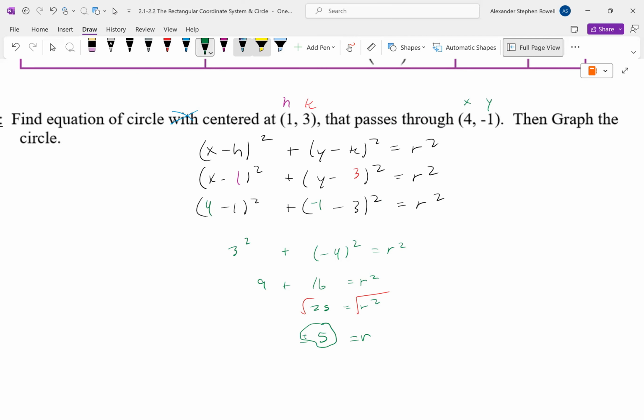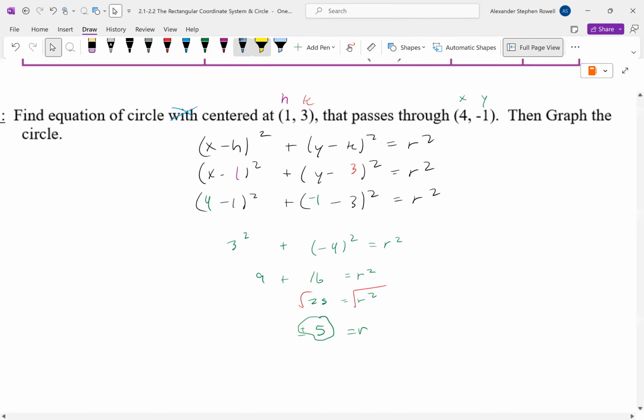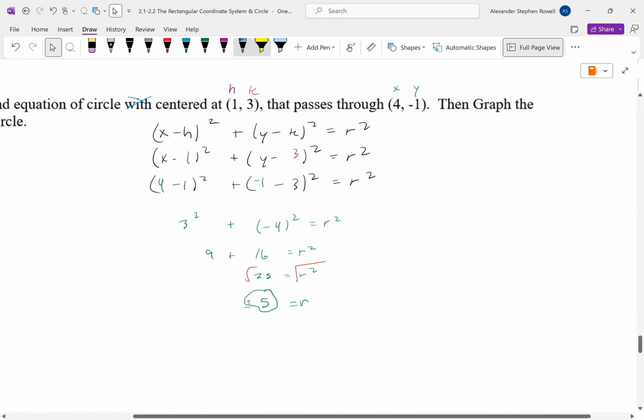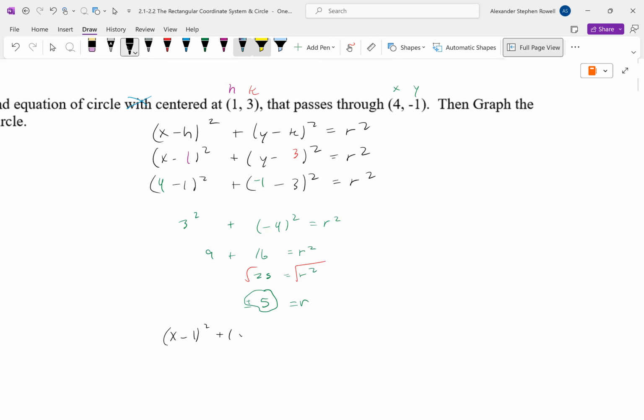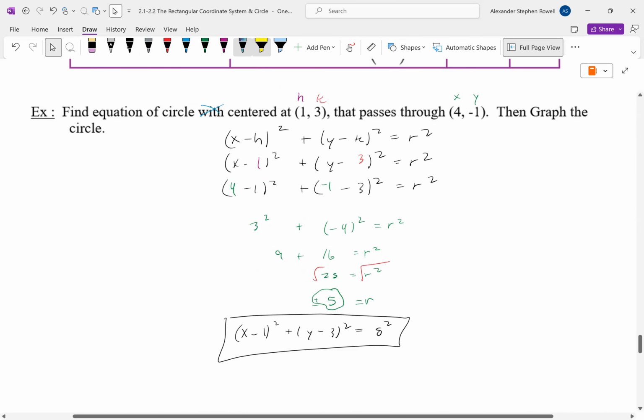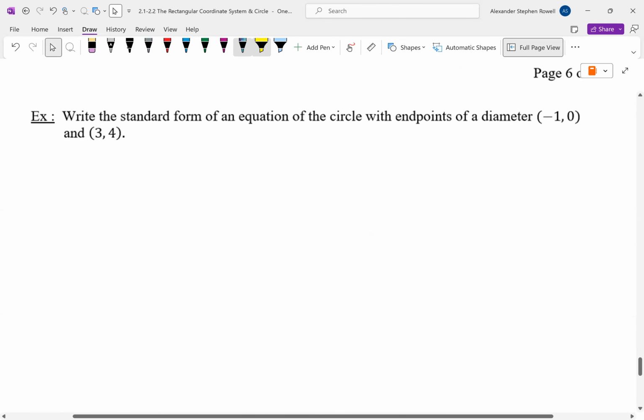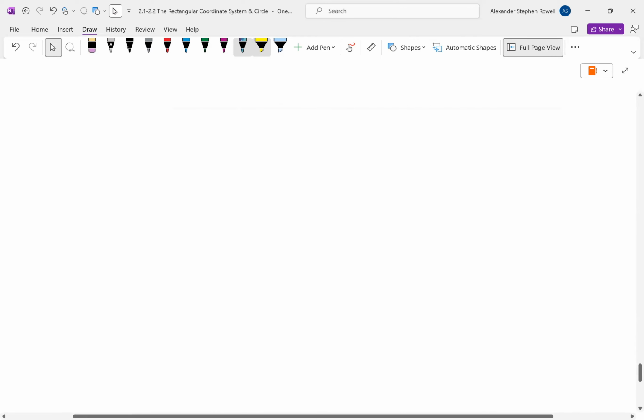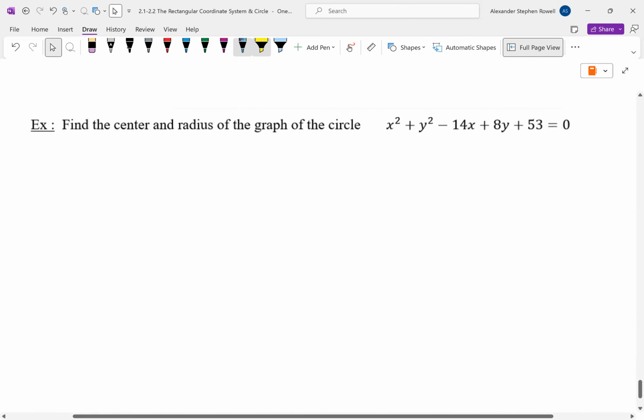Radius is referring to distance. The question was asking for the equation of the circle, x minus 1 squared plus y minus 3 squared is equal to, I'll just write it as 5 squared. You can write 25, and that's correct also. Any questions about this? I'll do the second example last, because the last one is the hardest. I want to make sure to get to that.